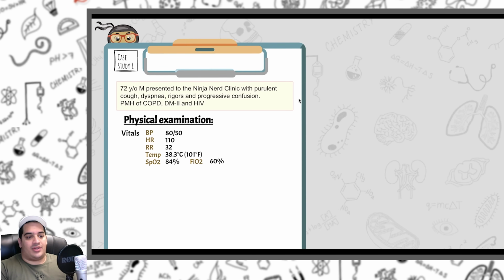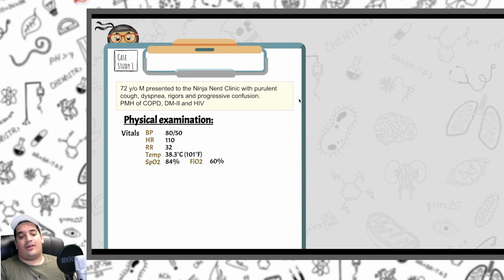She's in big trouble. So vitals, BP is 80/50, so she is hypotensive. She's slightly tachycardic, heart rate's 110. Respiratory rate is 32, so she's slightly tachypneic as well. And her temp is elevated, 101 degrees Fahrenheit. So she's febrile, tachypneic, tachycardic, and mildly hypotensive.